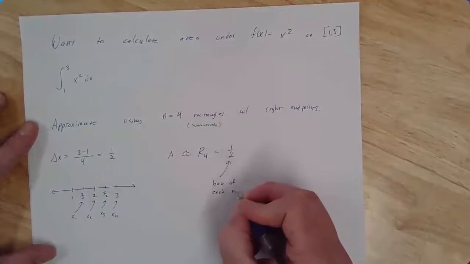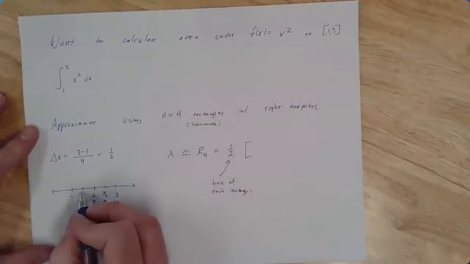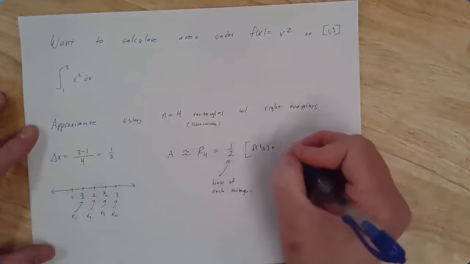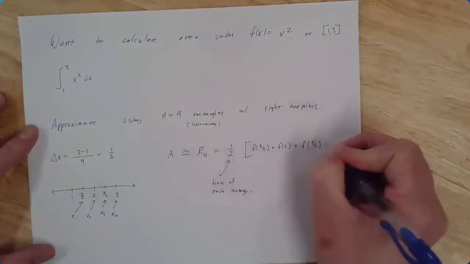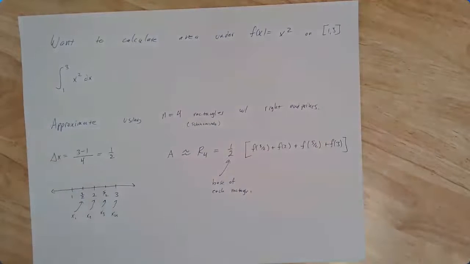And the height of each rectangle, which we will draw next time: the first rectangle is going to have a height of f of 3 halves. The next rectangle is going to have a height of f of 2. The next rectangle has a height of f of 5 halves. And then the next rectangle has a height of f of 3. So we're just using the fact that they're the right endpoints to get the heights without even drawing. All right, I should stop there because it's 2:00.